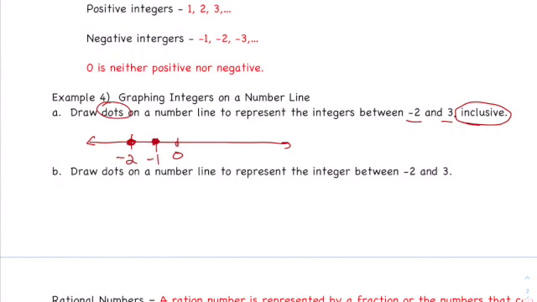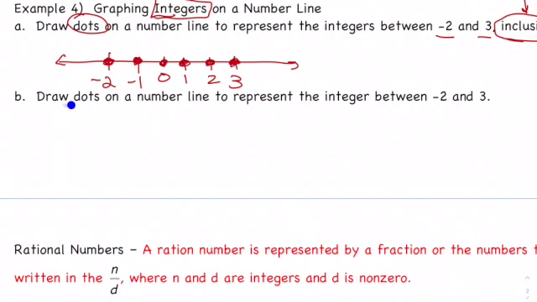That means -2 is going to get a dot. -1 is going to get a dot. 0 is going to get a dot. 1, 2, 3. They are all going to get dots. It's integers. Please make sure you know that. And inclusive means including.